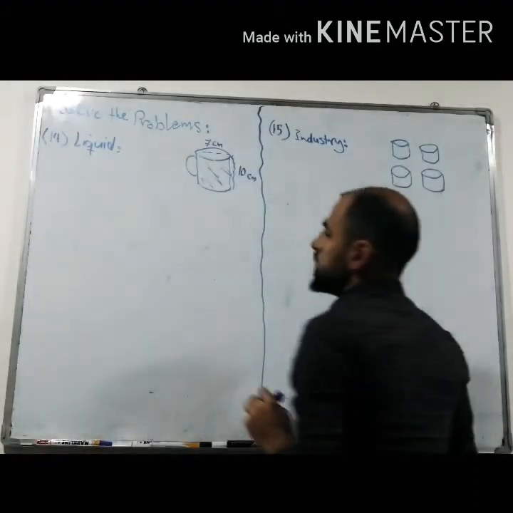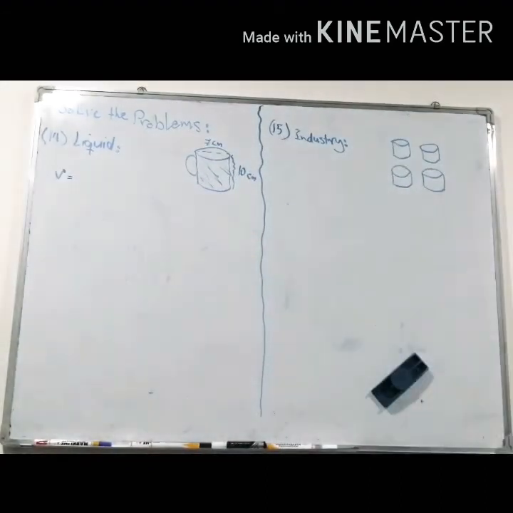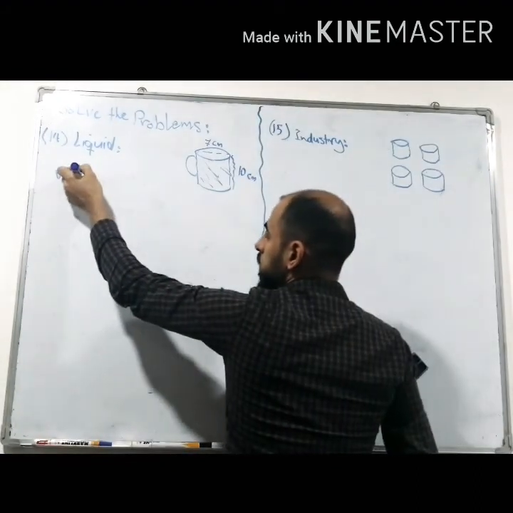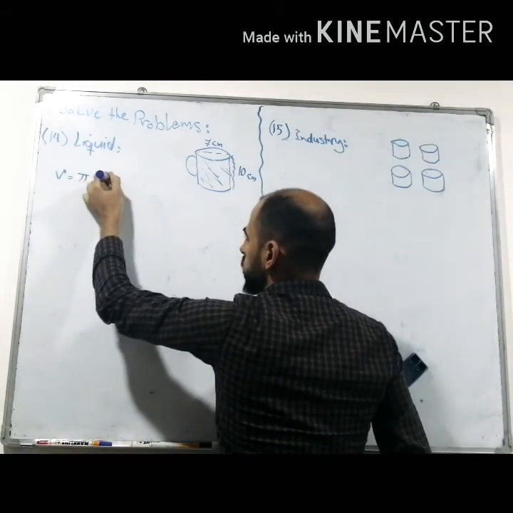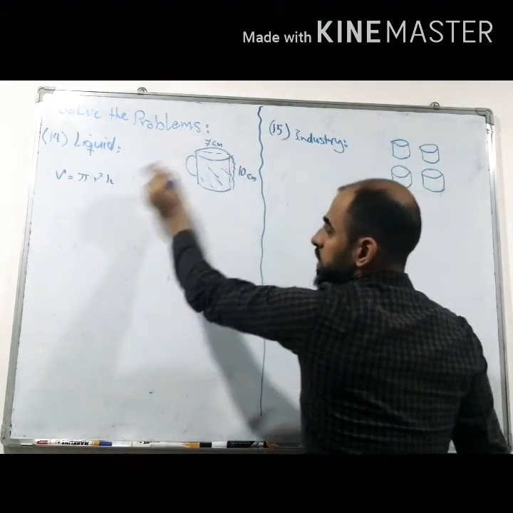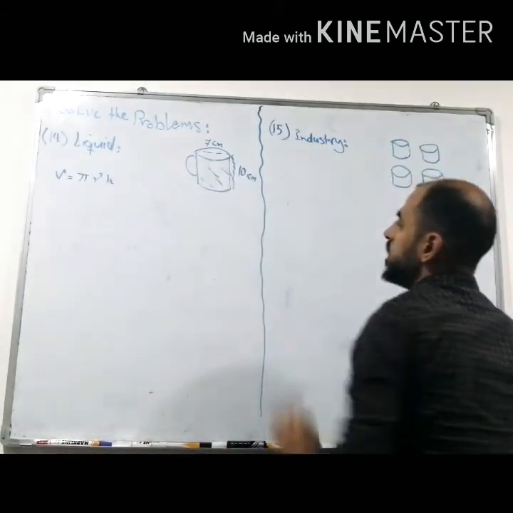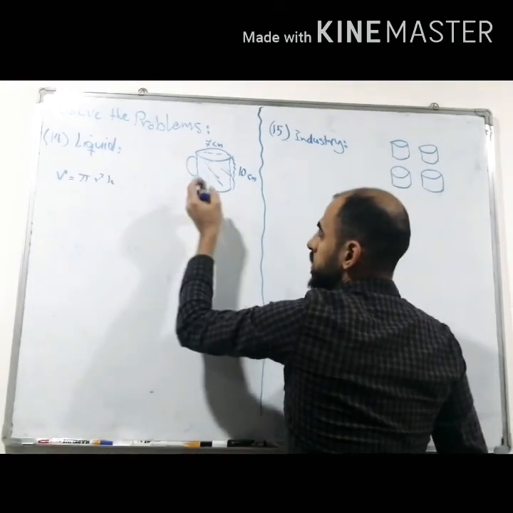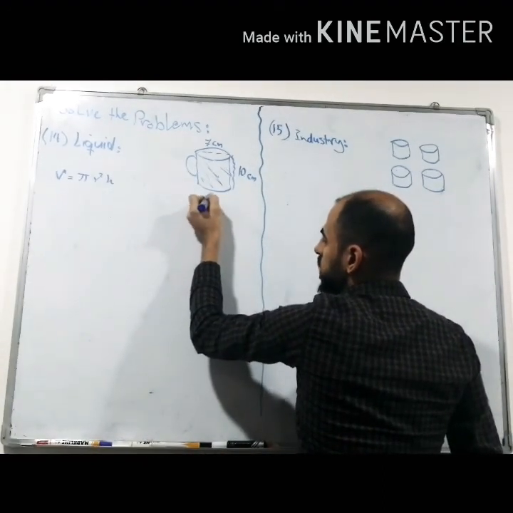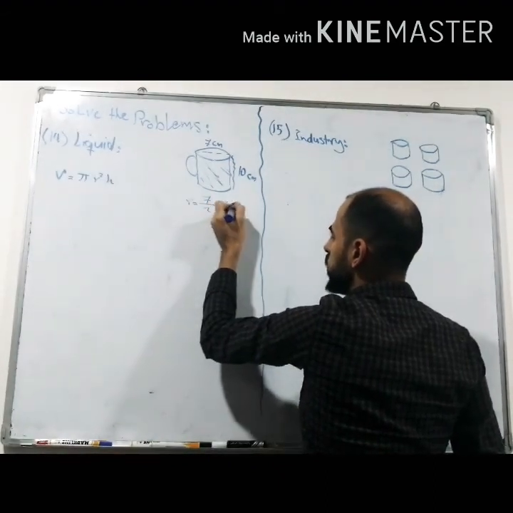And since the shape is a cylinder, we will use the volume of a cylinder, which is pi r to the power 2 h. But r is the radius, and here we have the diameter. It means 2r. So dividing 7 over 2, r is 3.5.